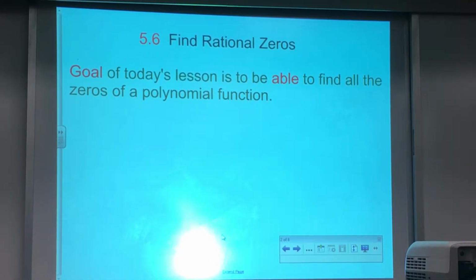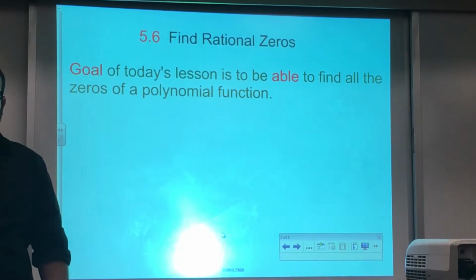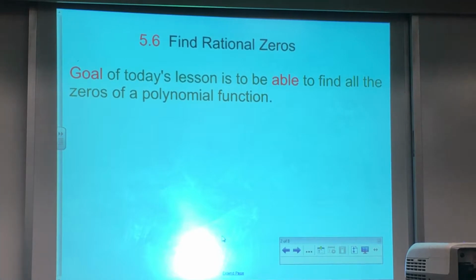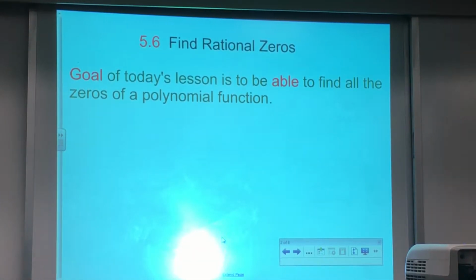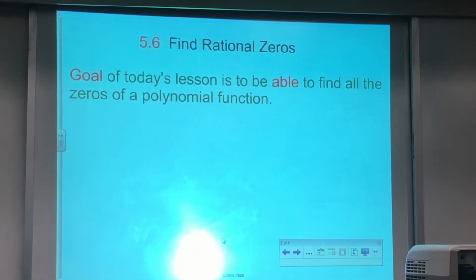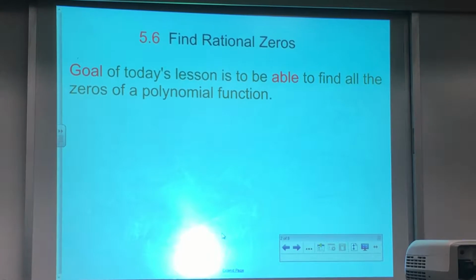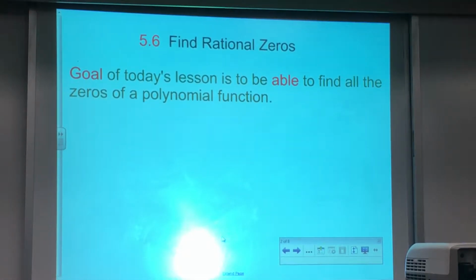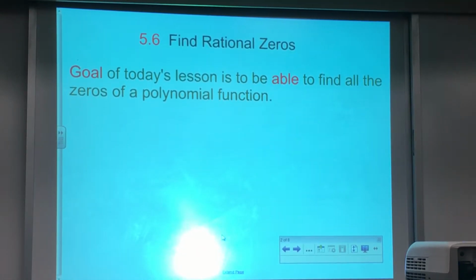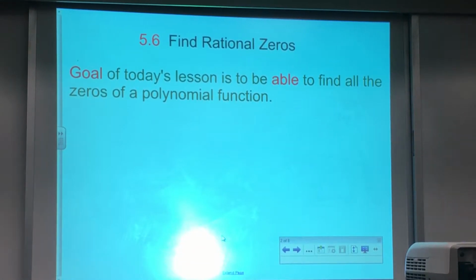So today we're actually going to learn what happens if I give you a polynomial function and I don't give you any zeros. How the heck are we going to solve it? Is there something out there that we've learned, or are we going to learn how to solve a polynomial function? And there is. There's actually a theorem for it. So today, we're going to find all the possible rational zeros.